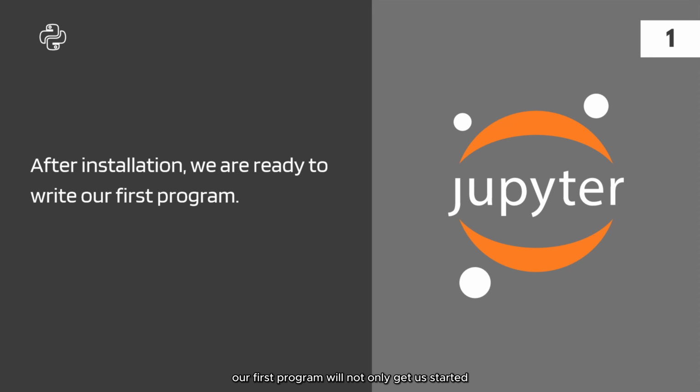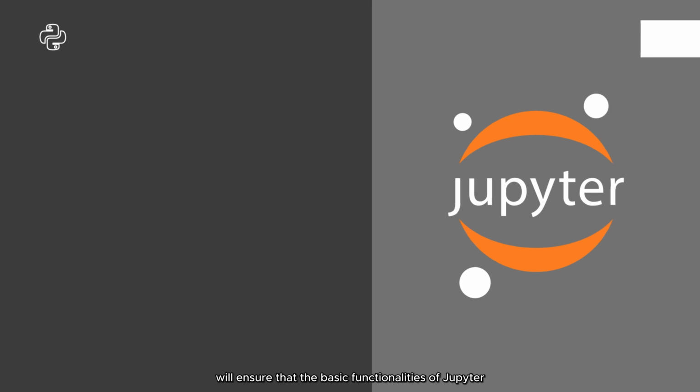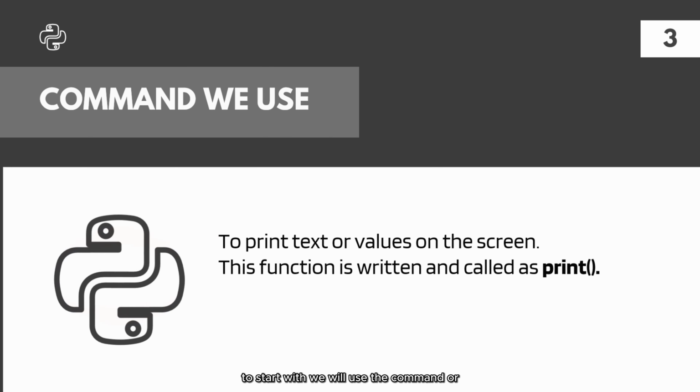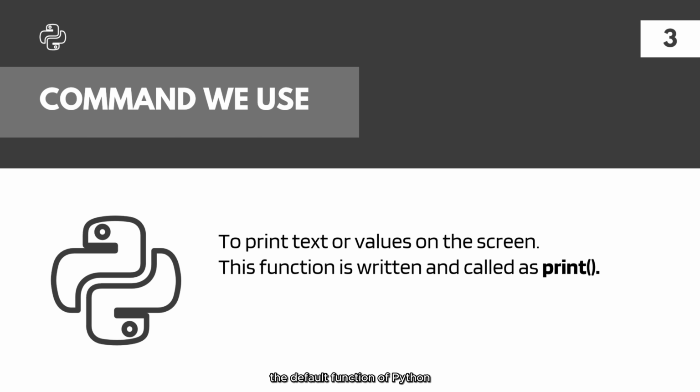Our first program will not only get us started, but will ensure that the basic functionalities of Jupyter are ready for programming. To start with, we will use the default function of Python designed to print text or values on the screen. This function is written and called as print with parentheses. The syntax of the print command or function is as follows.